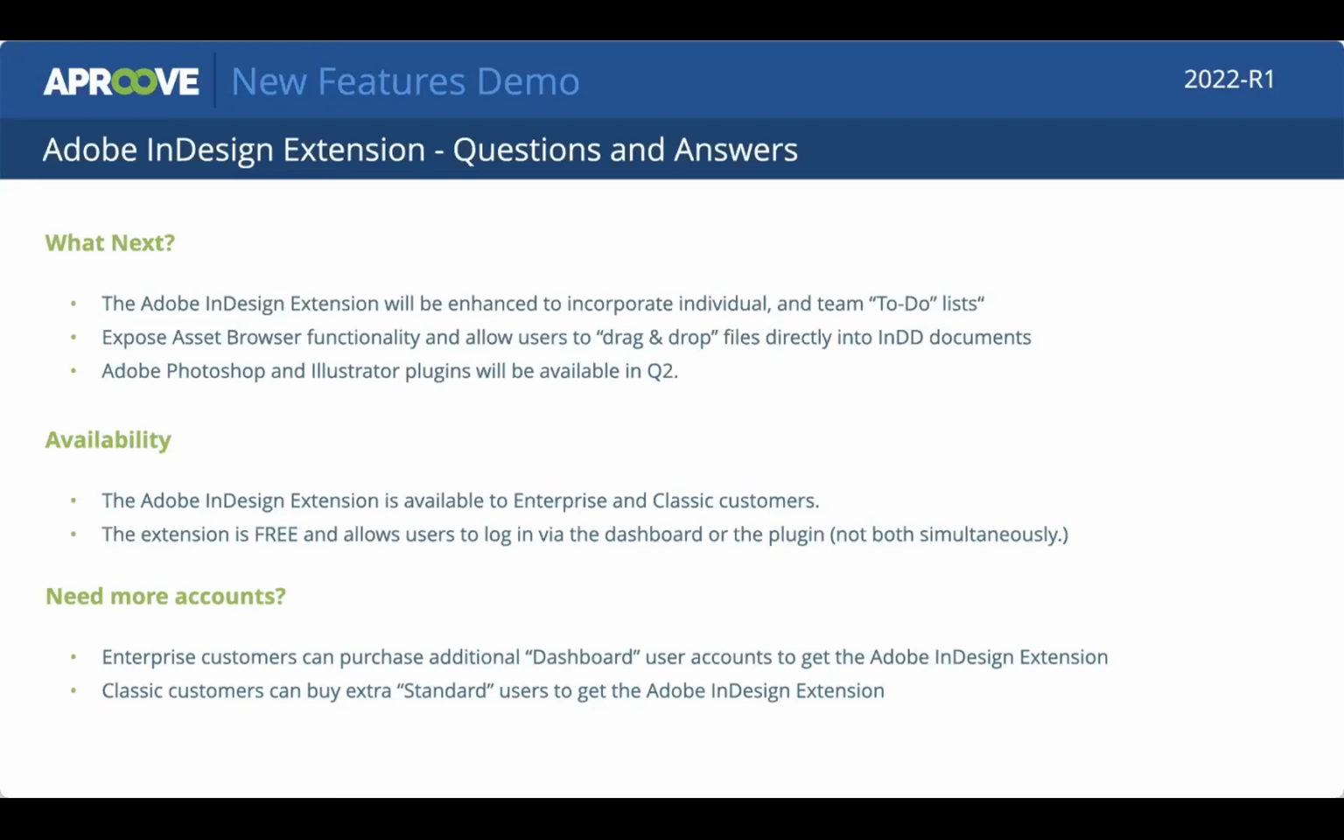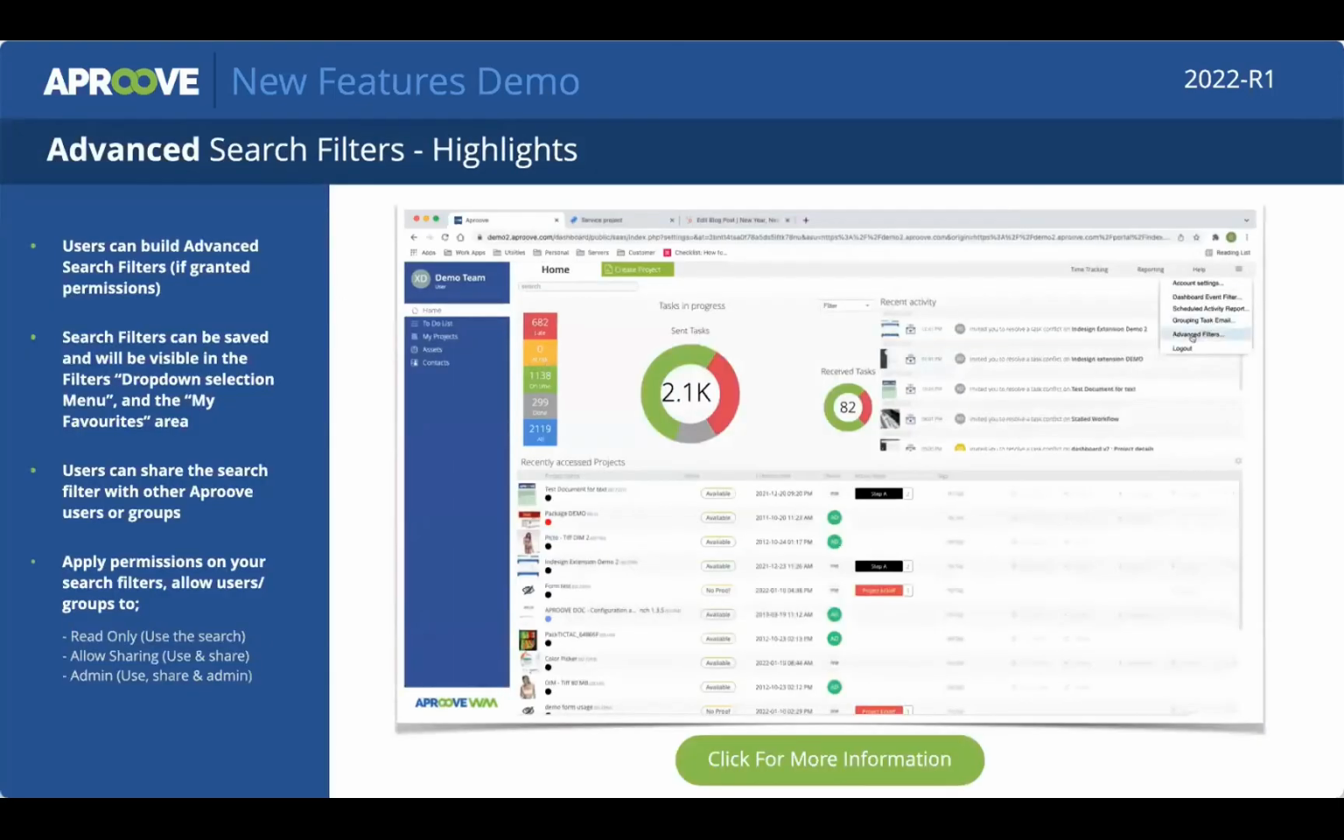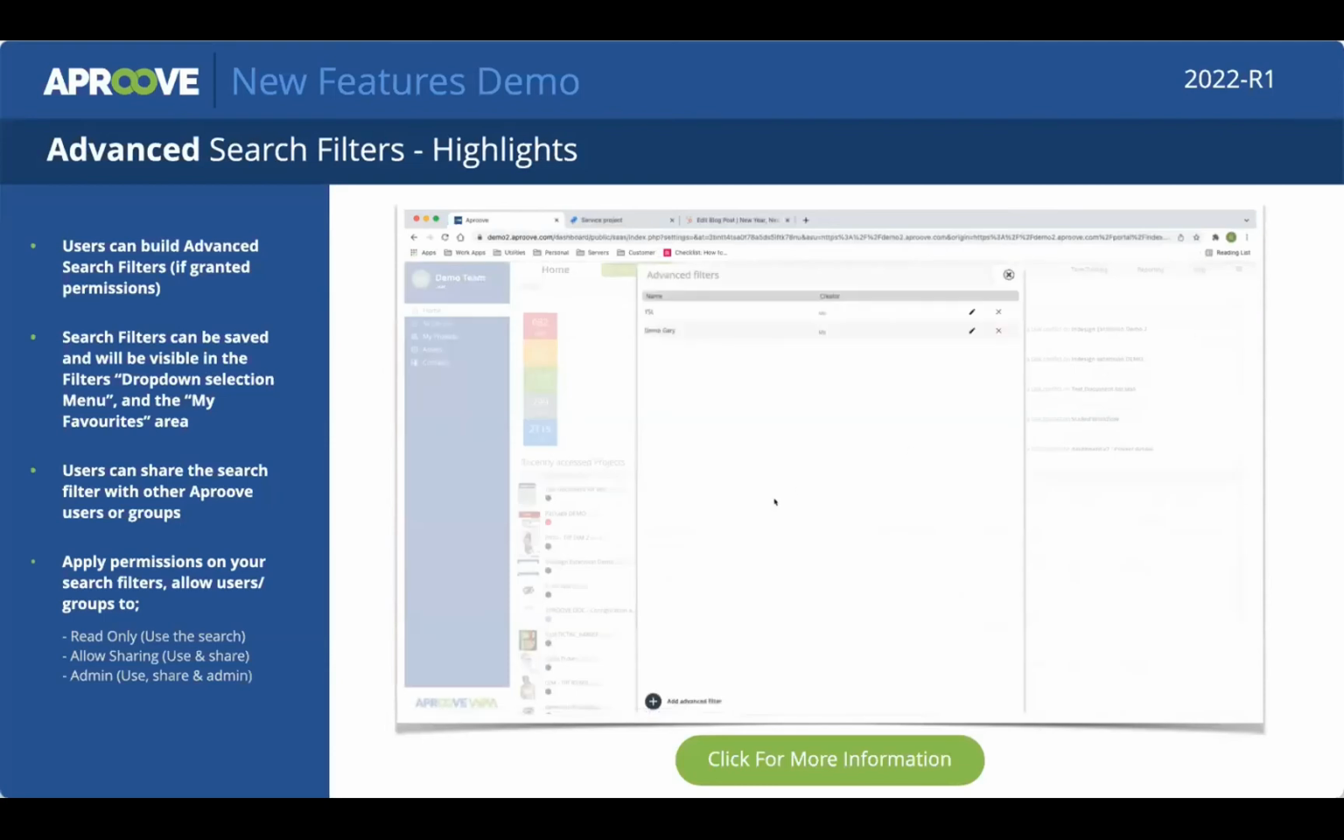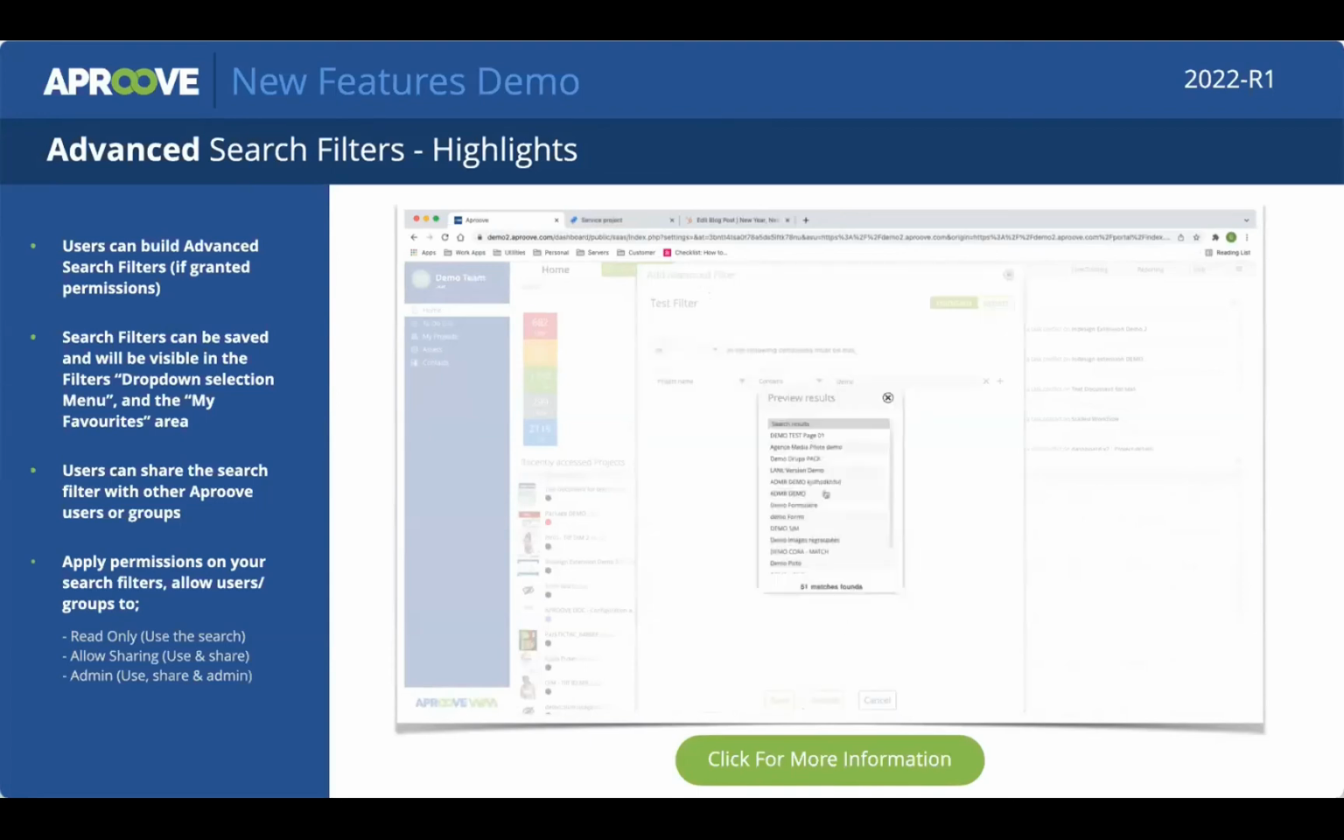Okay, so I think we can move on to the next topic now. So the next topic is the advanced search filters. The advanced search filters is an extremely powerful tool that enables businesses to create very custom searches that are unique to your own business needs and requirements.